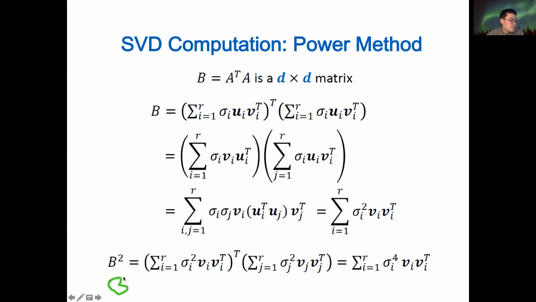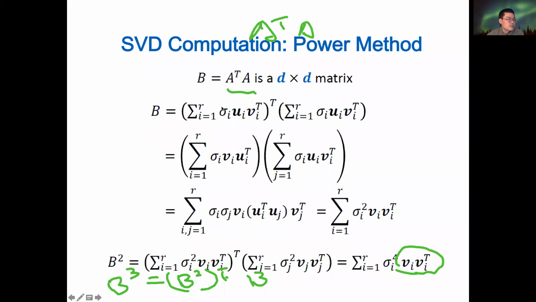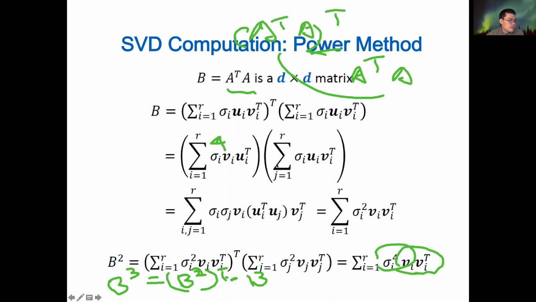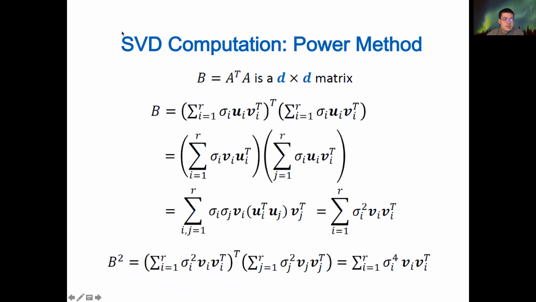Now if we have B cubic, it's equal to B square times B. And B square you can also write with a transpose because it's a symmetric matrix. In general, A transpose A is always symmetric, because you can take the transpose of it and it's the same thing. Now, B square will have a term sigma to the 4, and B will have a sigma squared, and these sum together to 6. In general, B to the power of K has sigma I to the power of 2K. So you can use induction to show this.